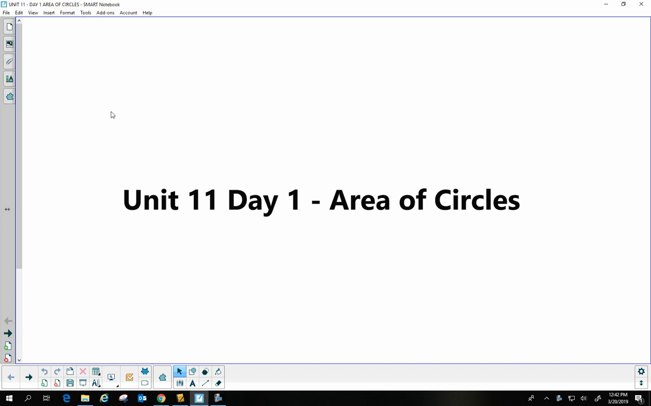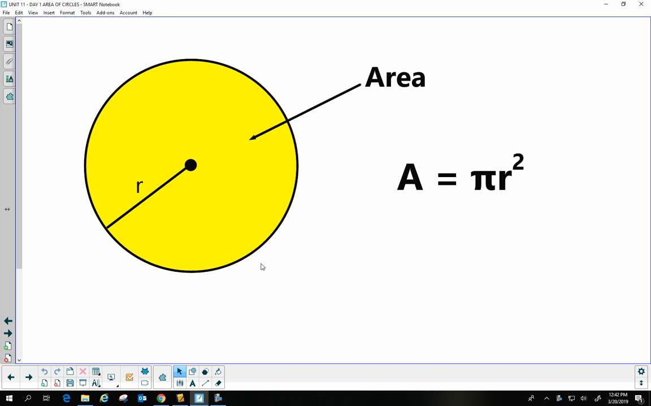Hey, today we're going to switch gears and move back to circles, and we're going to talk about the area of circles. So just a reminder that the area of a circle is all of the space inside of the circle. And in order to find the area, the only thing we need to know is the radius of that circle. And the formula which you should be familiar with here is that the area is equal to pi times the radius squared.